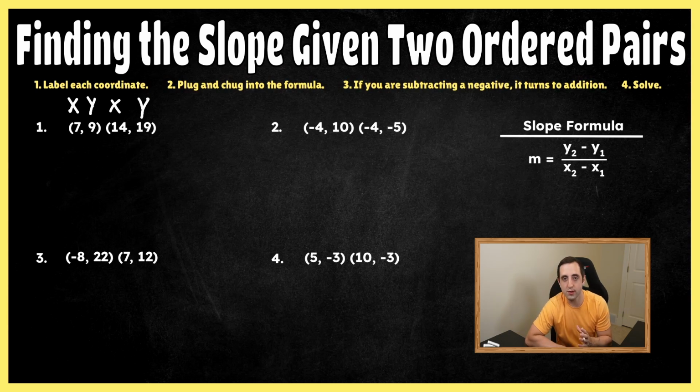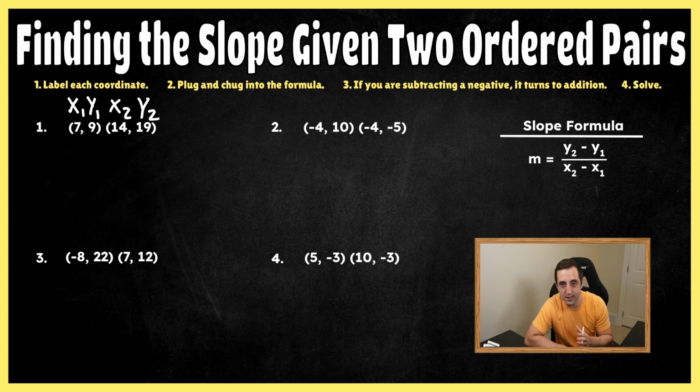Now, a lot of students question, does it matter which one is going to be X1, Y1 and X2, Y2? You just need to make sure you don't intermix them. You shouldn't have X1 with Y2. It should always be X1, Y1. Now, does it matter which ordered pair is X1, Y1? No. But for this one, I'm just going to make 7 X1. And the 9 that goes with it is going to be y1. So notice how I didn't put y2 there. And then for 14, that's going to be x2, and 19 is going to be y2.